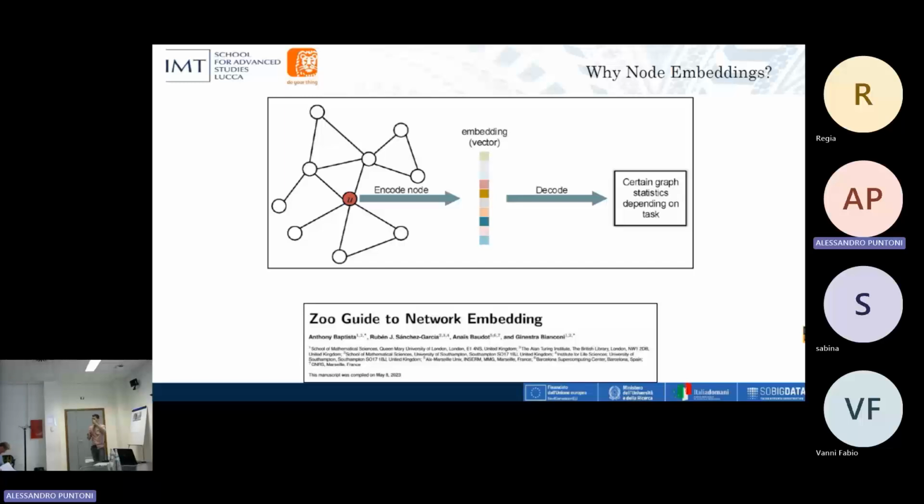So if you have an adjacency matrix having n rows and n columns, then you rely on node embeddings that are of dimension n by d, where d is the dimension of the vector. And so you will have n vectors, every one d-dimensional. With this shrunk but rich representation, you can do node classification, community detection, link prediction, and so on and so forth. These kinds of methods are really much in the literature, so much that recently a zoo guide has been published to really travel around these methods.